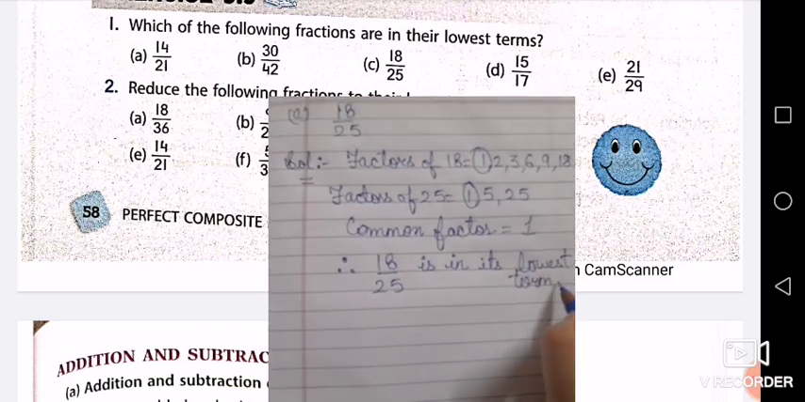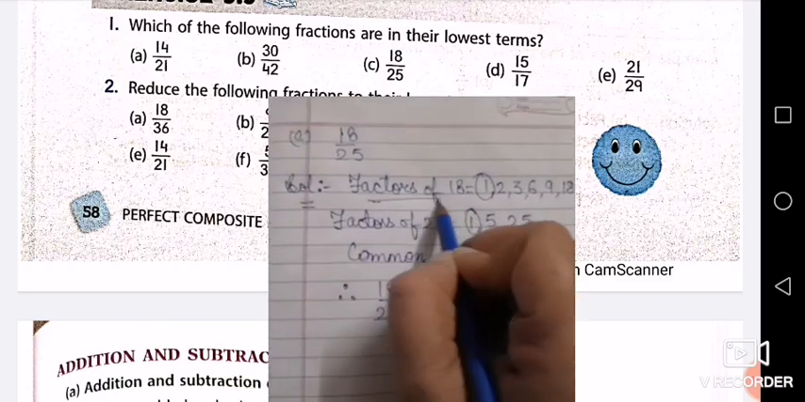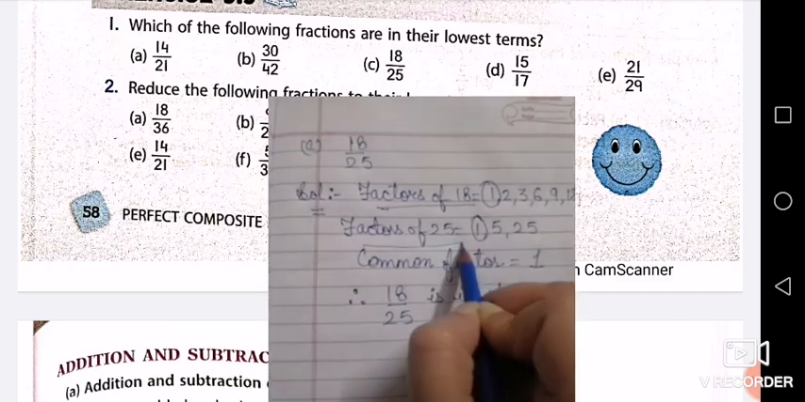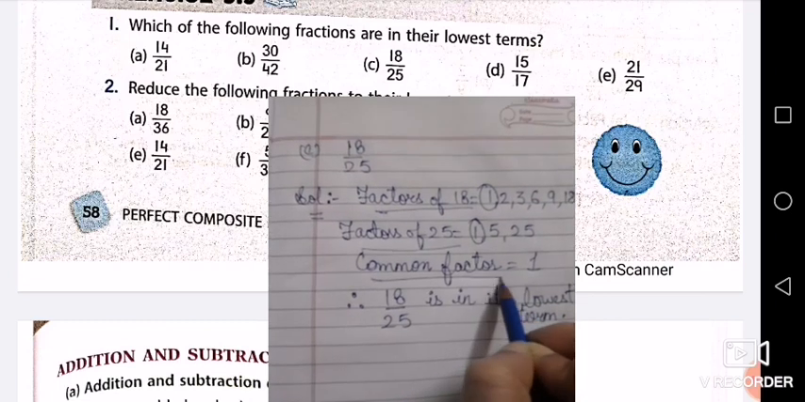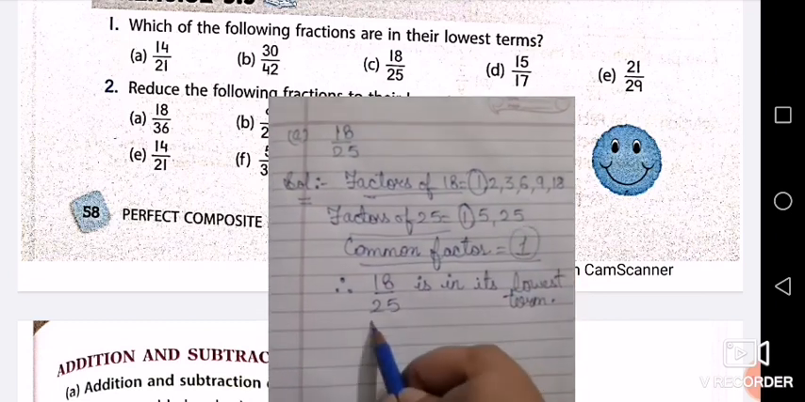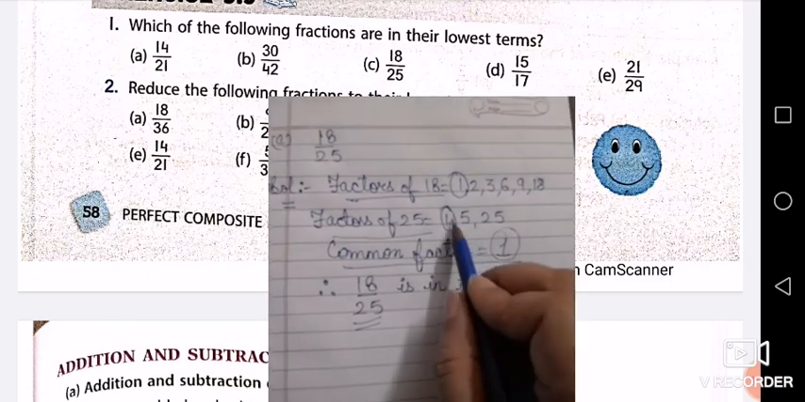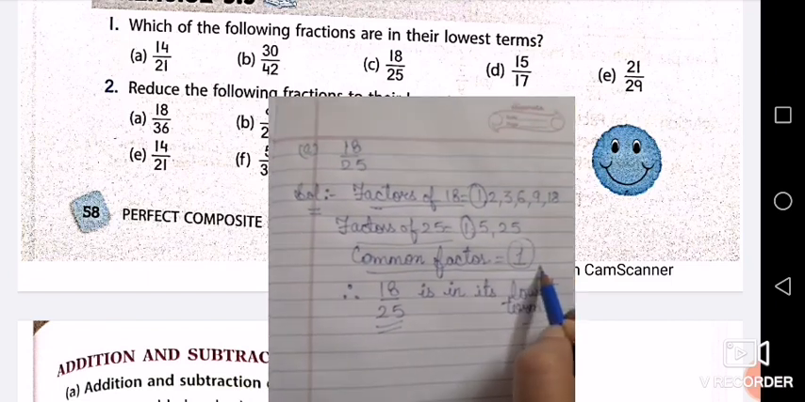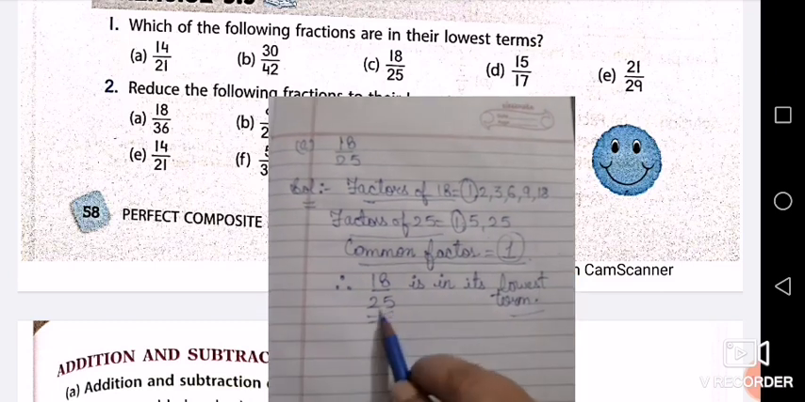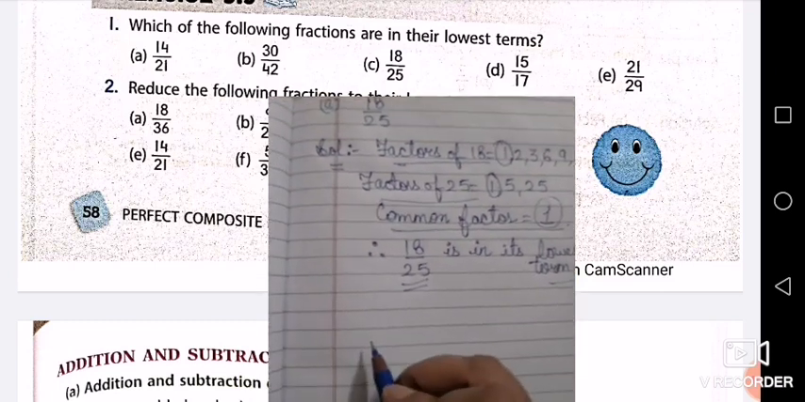Fine. Now the process or the steps are the same. You have to write the factors of the first number and the factors of the second number. Then you have to find the common factors. If the common factor is 1, then that number or that fraction is in its lowest terms. And if there are more common factors, then it will not be in its lowest terms.